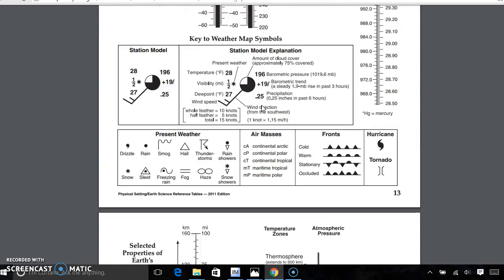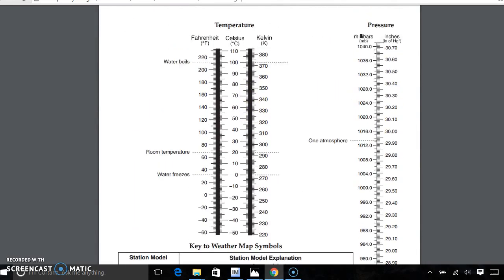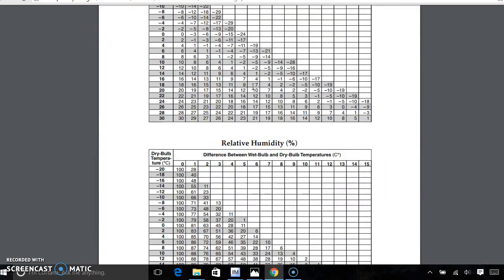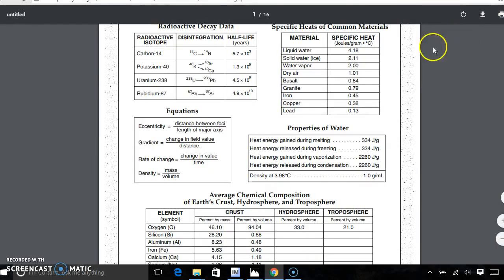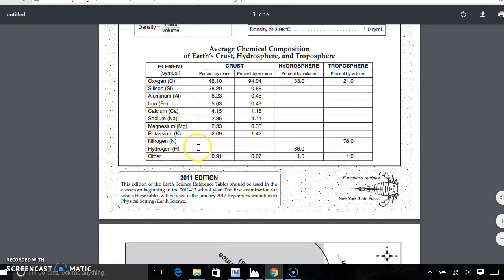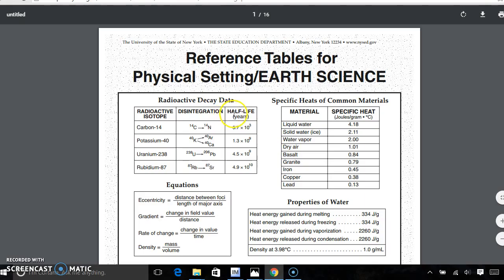So those are all of the weather charts, I believe, in the reference table. And then you've got, of course, relative humidity, dew point, and then all the way back at the first page, you've got properties of water, specific heat, gradient, which you would need for pressure gradient, things like that. But for the most part, that's it for the weather out of the reference table.